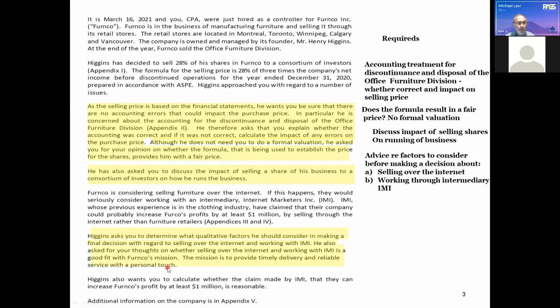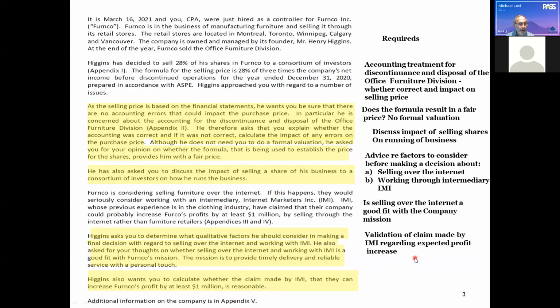He also asked for your thoughts on whether selling over the internet and working with IMI is a good fit with Fernco's mission. And then they go on to give you the mission statement. The mission is to provide timely delivery and reliable service with a personal touch. So we're going to have to discuss whether selling over the internet and working with IMI is a good fit with the mission. Higgins also wants you to calculate whether the claim made by IMI that they can increase Fernco's profit by at least $1 million is reasonable. That's another requirement.